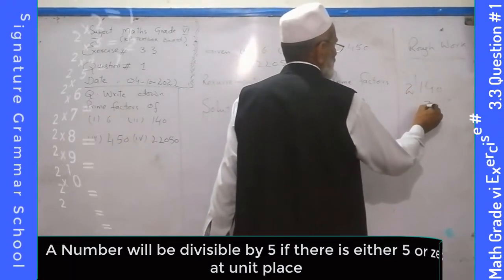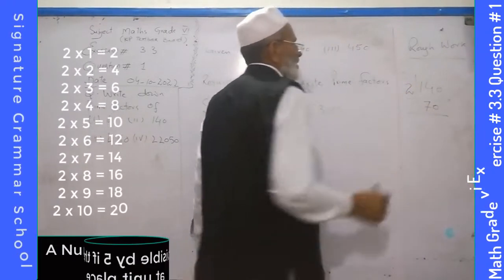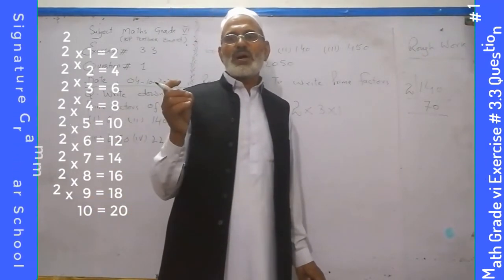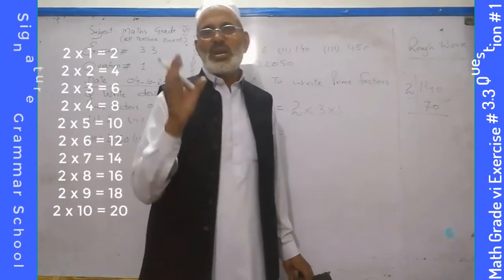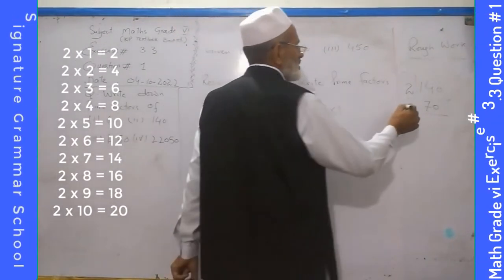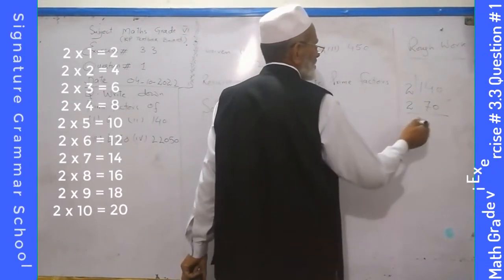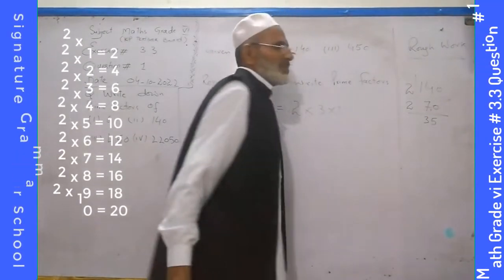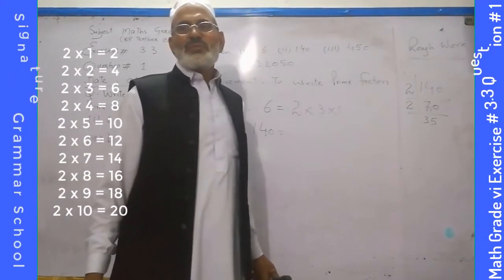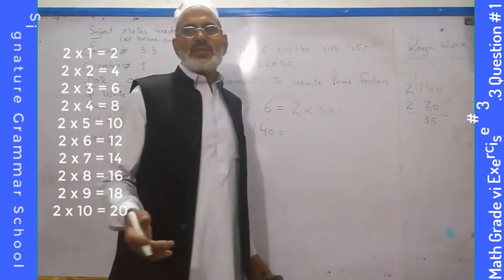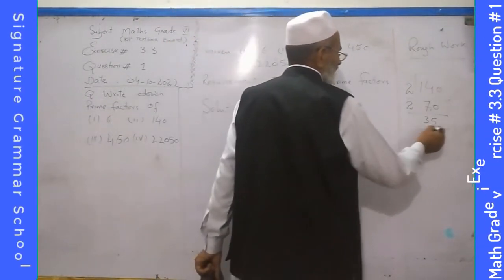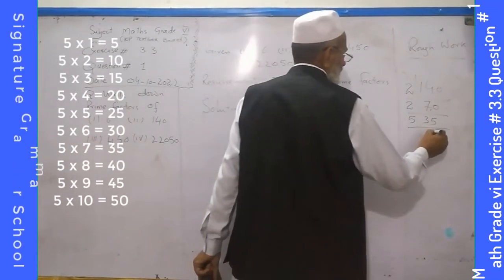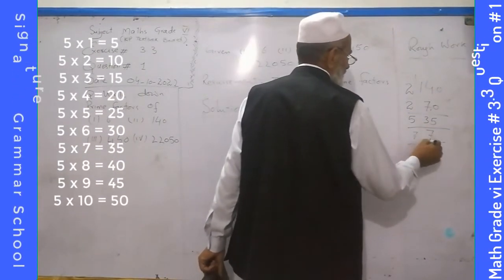2 7s are 14 and here again 0. Now again 0 means it is divisible by 2, by 5 and by 10. So I am taking 2 because 2 is the lowest value. Now 2 3s are 6 and here it's 1, 2 5s are 10. Here it is 5. Whenever there is 5 at the unit place, that value is divisible by 5. Now 5 7s are 35 and 7 1s are 7.